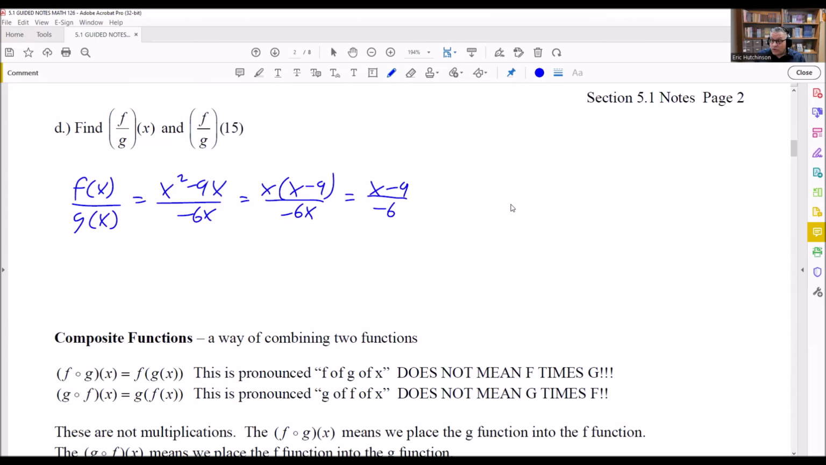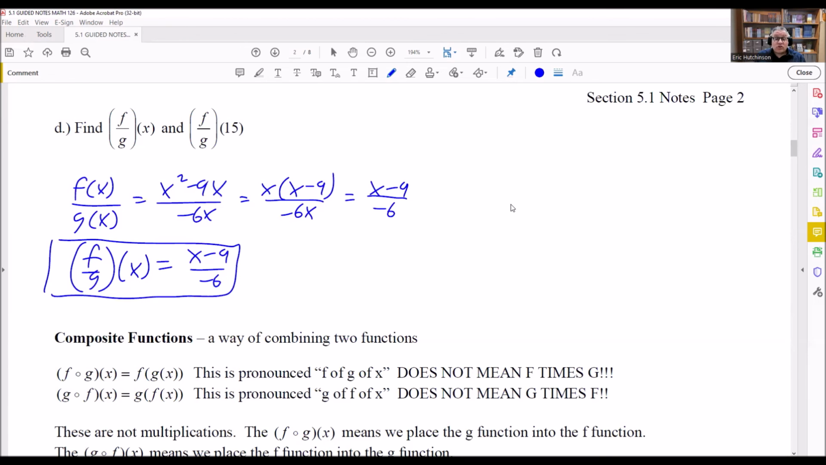Now, we could divide both of these by negative 6 if we wanted to, but it's not necessary. The negative you could also put out front in front of the fraction. So there's a couple of different ways that you could express your answer here. I'm going to leave it like that. So f over g of x is equal to x minus 9 over negative 6. So here is the first answer they're looking for. That's f divided by g of x.